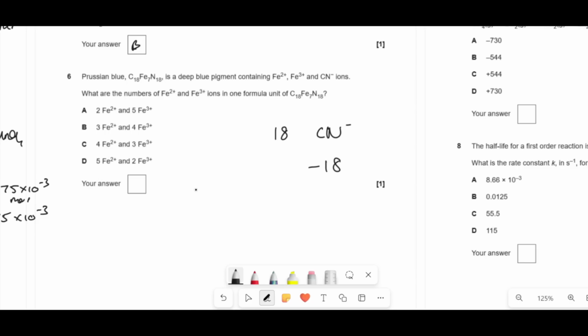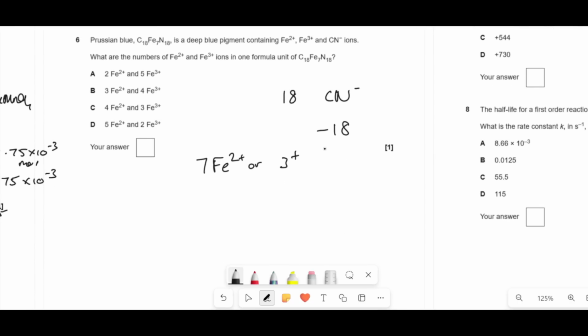And the thing is we have 7 Fe2 pluses or 3 pluses. So we need to think of a way to divvy them up, basically. So if we look at the options, let's see what happens. So if we can try and rule any out. So they're all 7s. Unfortunately, that's not an easy way of doing it. But if we look at the charges, now we know that we have to make them become minus 18 to become an overall charge of nothing.